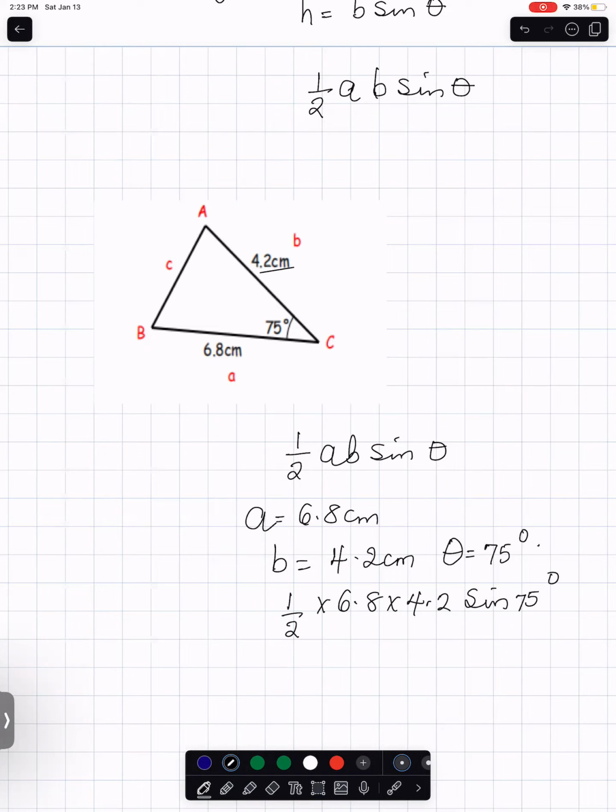6.8 multiplied by 4.2 sine 75. So we have 13.79, which is approximately 14 centimeters squared. So the area of this triangle is 14 cm squared.